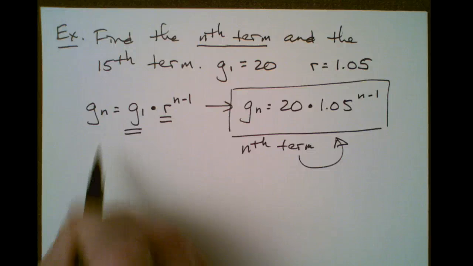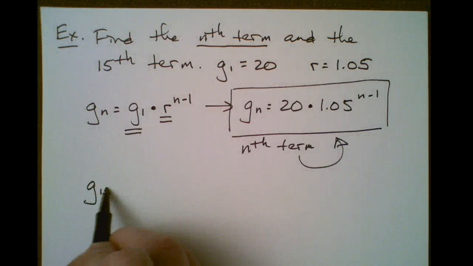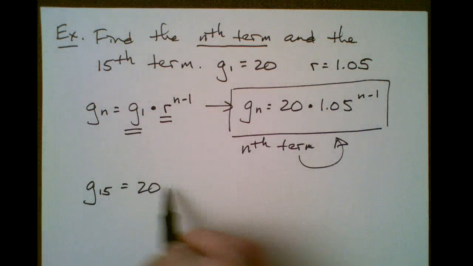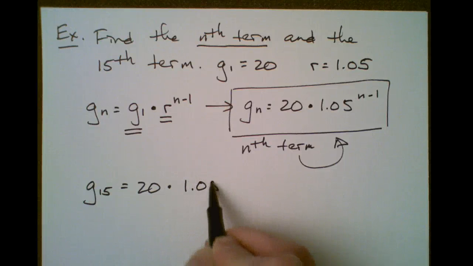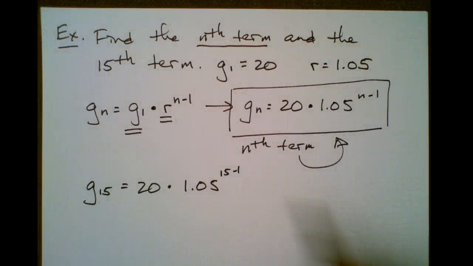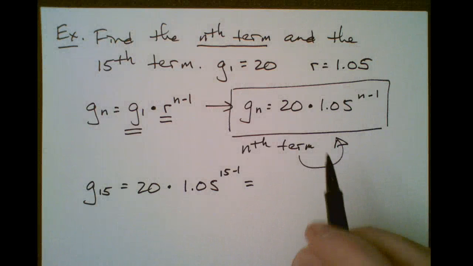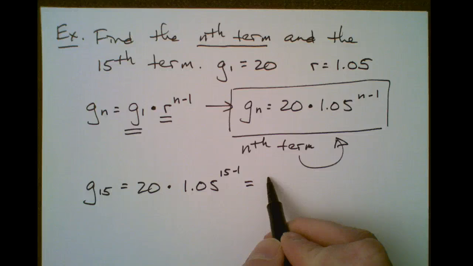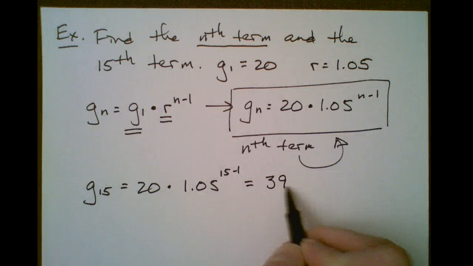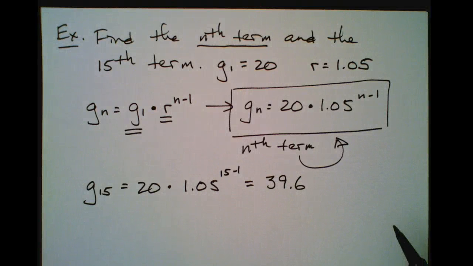Okay, now we want to find the 15th term, so we want g sub 15. So now we've got 20 times 1.05 raised to the 15 minus 1. Now, I would recommend doing the 15 minus 1 in your head to simplify the calculations in your calculator. So go ahead and plug that in. We're going to round it to one decimal place. And you should get 39.6. So feel free to pause, double check that you can get that number.